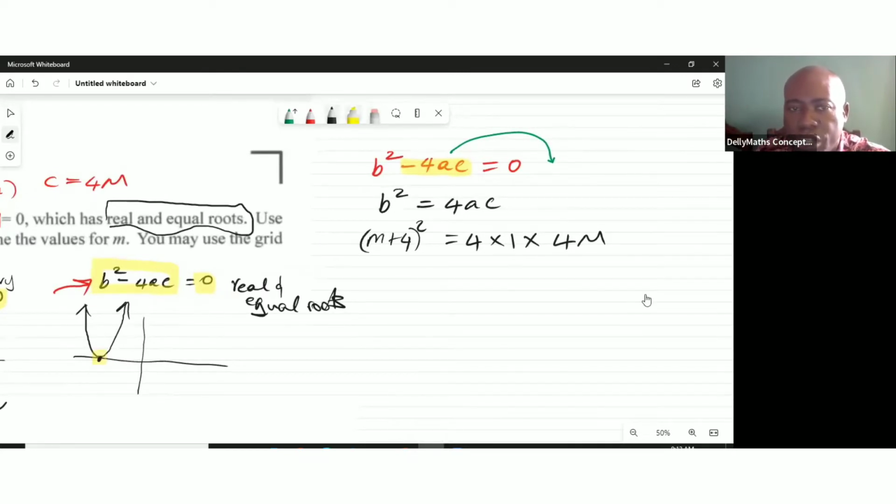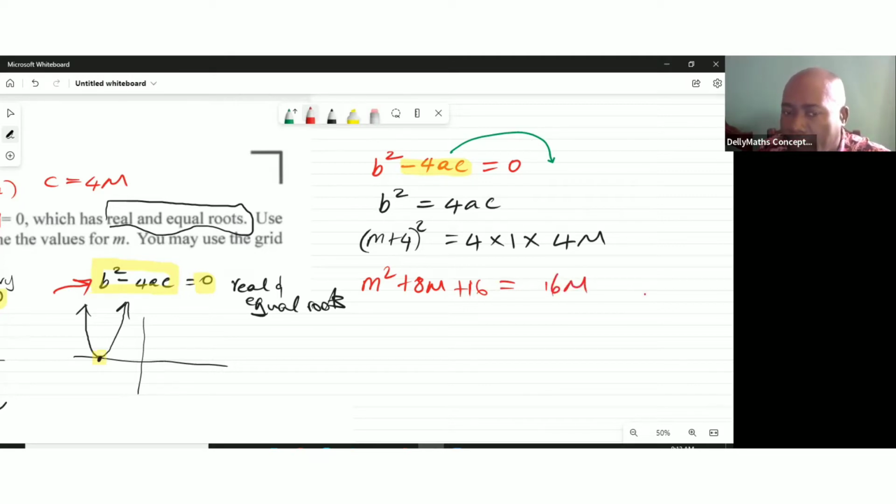If we clear this up, we square the first term to get m squared, multiply 4 times m and then double that to get positive 8m, and then multiply the last term by itself to get positive 16. That's me taking a quick shortcut here. And on the right side, we'll have 16m.